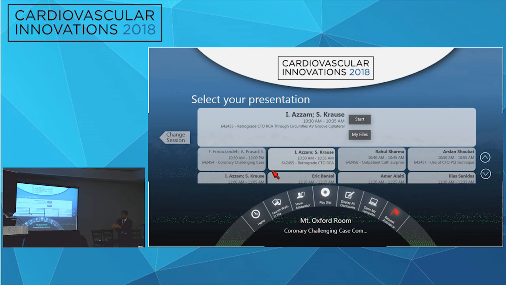Is it retrograde epicardial or retrograde septal? Have you not? It was the first successful retrograde ever. Okay. Yep. So very good. Thanks. Many people would recommend starting with a septal, but clearly you didn't have that option.